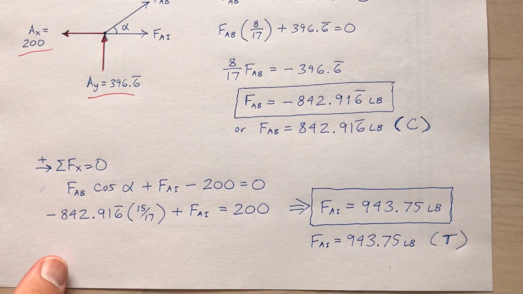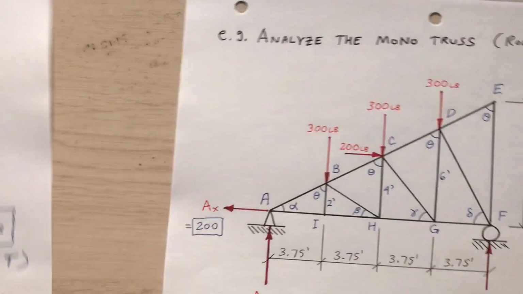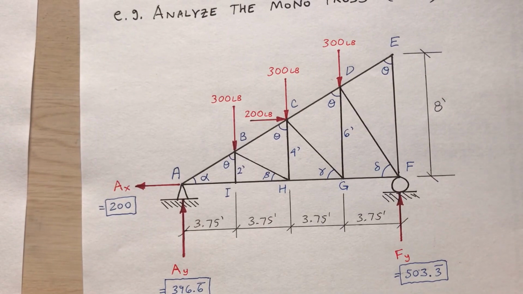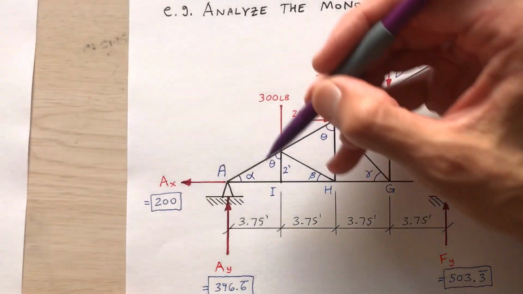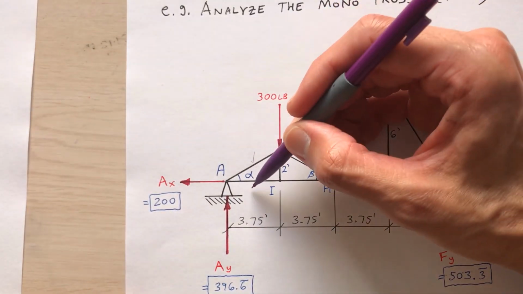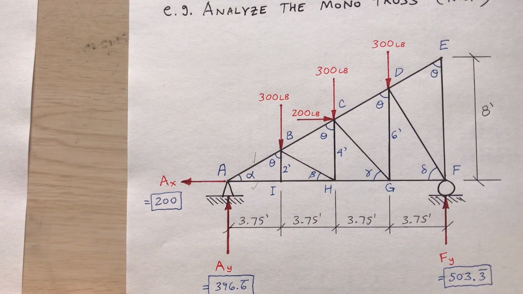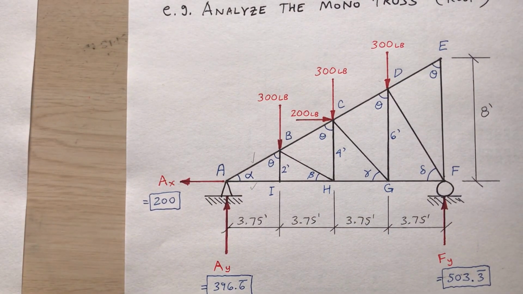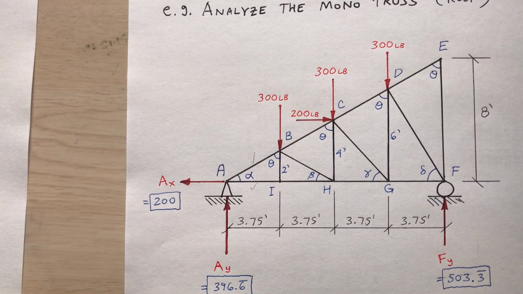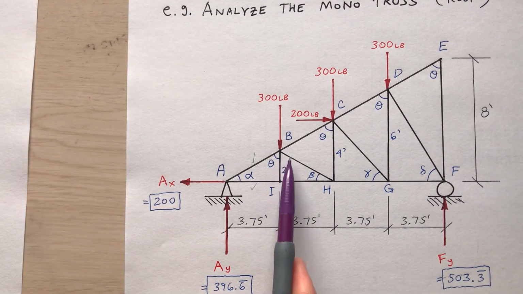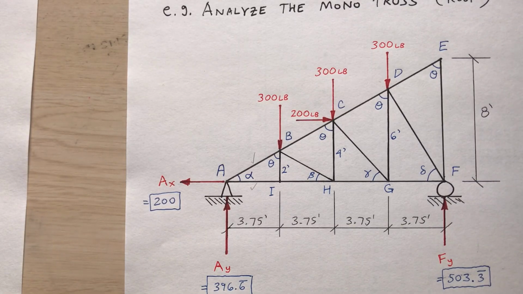Which joint should I analyze next? Okay, so here's my original drawing. Let me check this off. So I got this bar force and I got this bar force. So I'm putting little check marks there so that I know what I got so far. Okay, what should I do next? Joint B? Well, if I analyze joint B, it looks like I'll have 3 unknowns. That's too many. So perhaps maybe joint I.